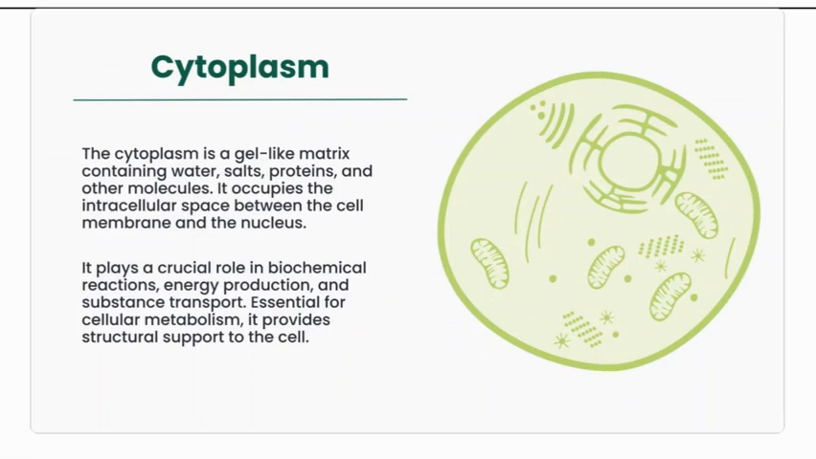Next is the cytoplasm. The cytoplasm is a gel-like matrix containing water, salts, proteins, and other molecules. It occupies the intracellular space between the cell membrane and the nucleus. It plays a crucial role in biochemical reactions, energy production, and substance transport, which is essential for cellular metabolism, and it provides structural support to the cell.